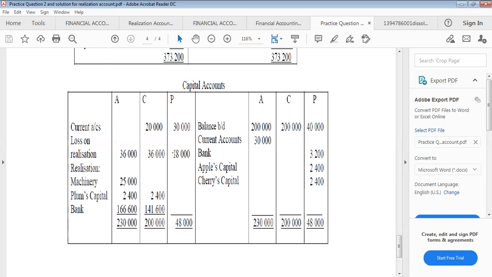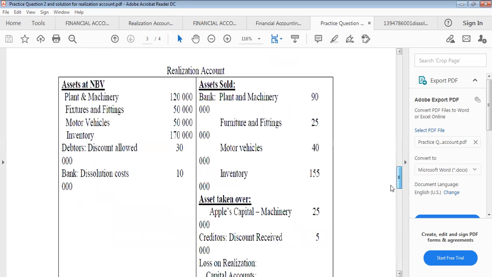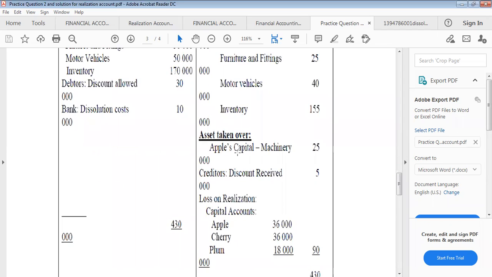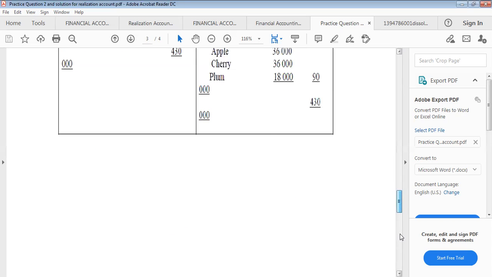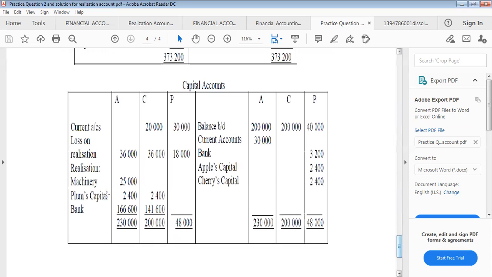Good. Then look at realization now for machinery. Because what I said is that Apple took over the machine, right? And we said that whenever this takes place, you credit the realization account and debit the partner's capital account. So that's why you have it like this. Machine 25,000 for Apple. Good.